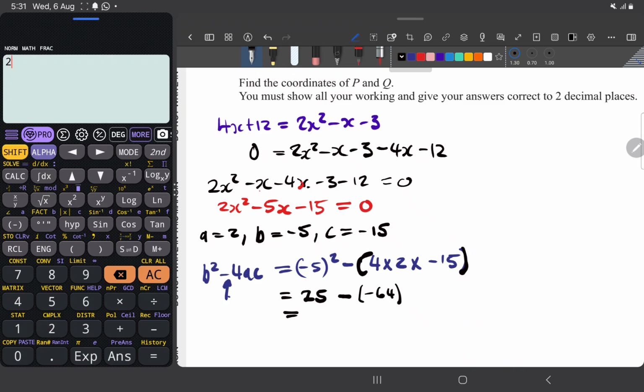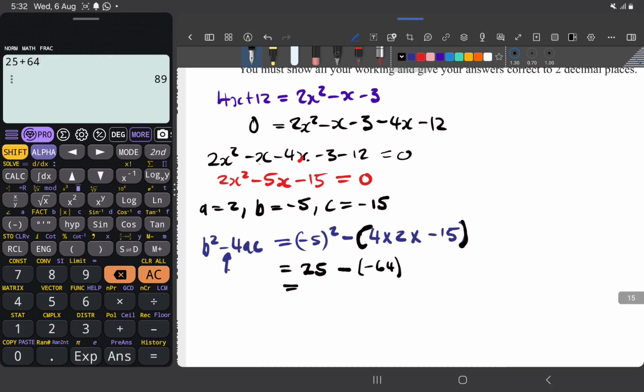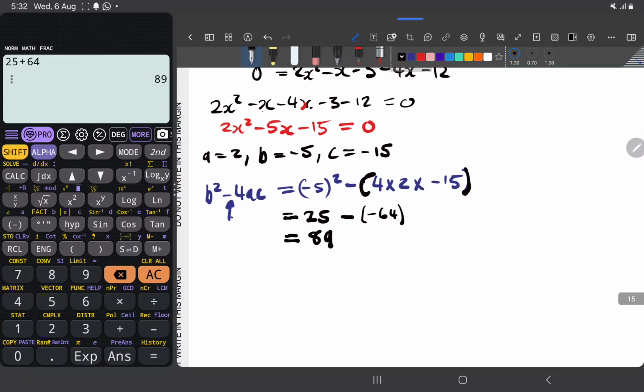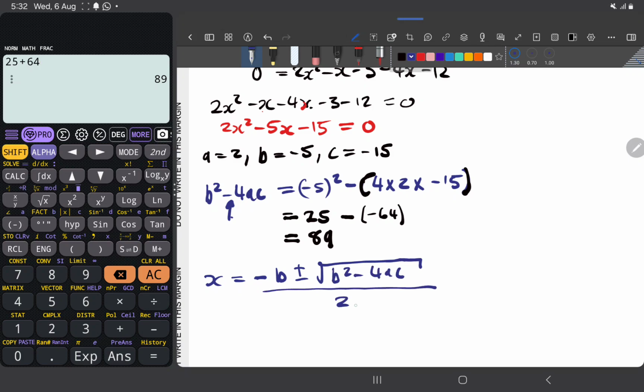If you want, you can just say 25 minus negative 64. You get 89. The calculator knows that you should change it to an addition sign, and you'd get 89. So here we have our b squared minus 4ac. Now you're going to say x is equal to negative b plus or minus the square root of b squared minus 4ac all over 2a.